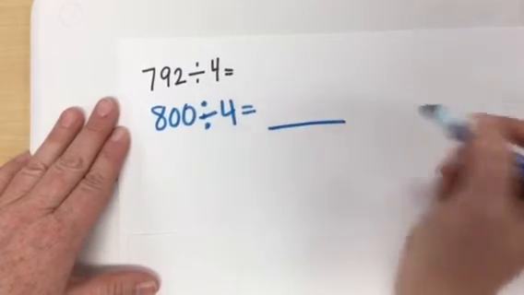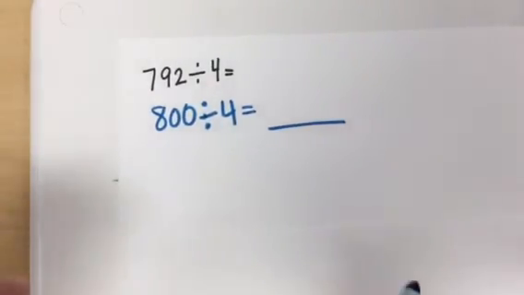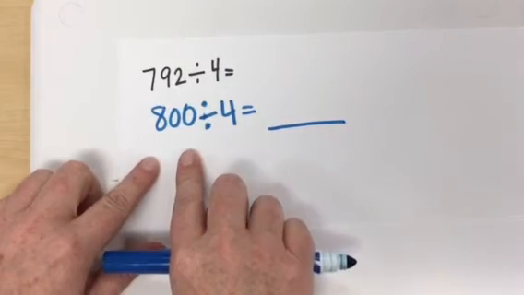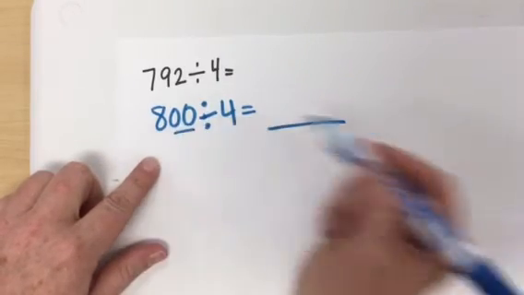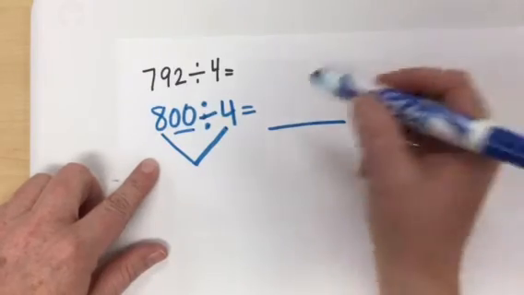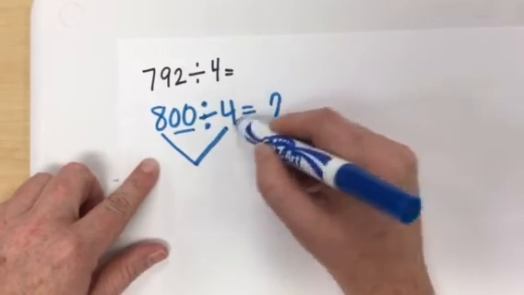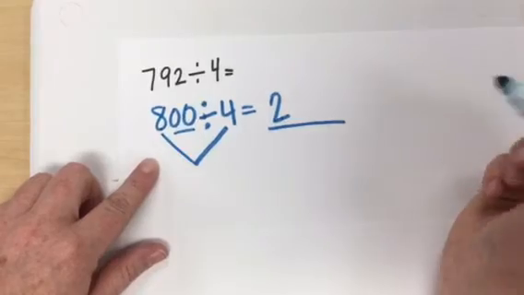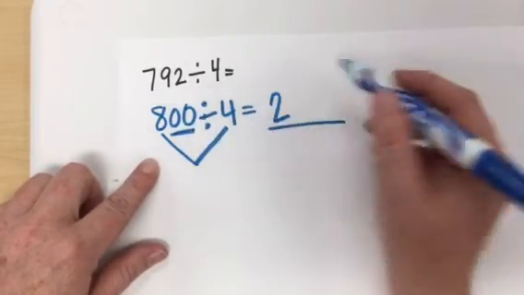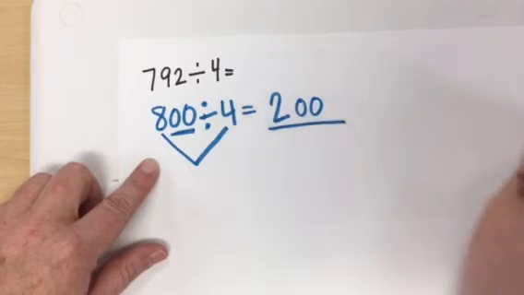Now, remember how we just did dividing with multiples of 10 and 100? Well, guess what? This is a multiple of 100. So I can ignore the zeros for right now. 8 divided by 4, well, that's going to be 2, because 4 times 2 equals 8. And then I ignored 2 zeros, and there's none over here, so I'm going to go ahead and have to add those 2 zeros back on.